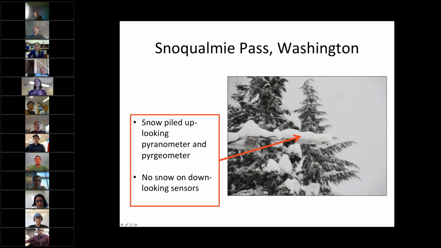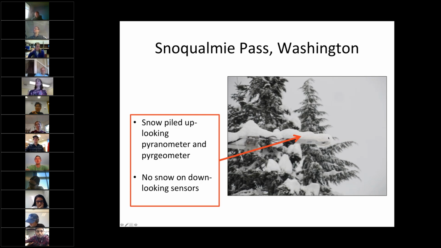So you can see that snow piles up on the top. There's no snow on the downward pointing sensors. Some of the light makes it through the snow on the top, but not very much. So another check is, if you're getting more light reflected than coming in, you probably have snow on the dome. Radiometers are easy to go bad.